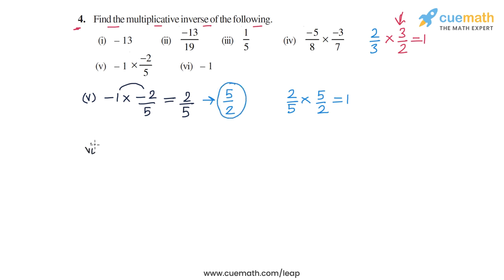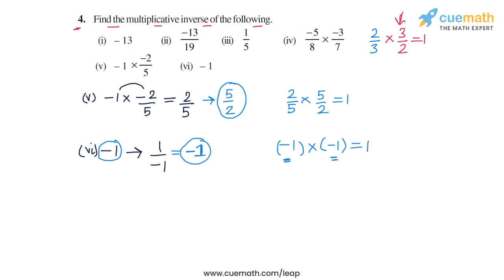And finally, let's come to part 6. In part 6, the number is simply minus 1 and the multiplicative inverse or the reciprocal will be 1 by minus 1. I've just taken this term into the denominator, so 1 by minus 1, but I can also write 1 by minus 1 as simply equal to minus 1, right? And we can check that if I take minus 1 and multiply it by minus 1, I get 1. So the multiplicative inverse of minus 1 is also equal to minus 1, and that's the answer for part 6. So with this, we have completed all the 6 parts of question number 4.